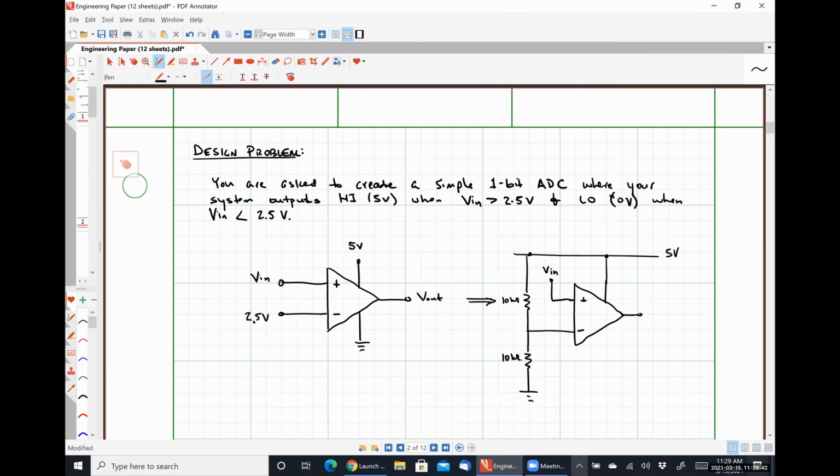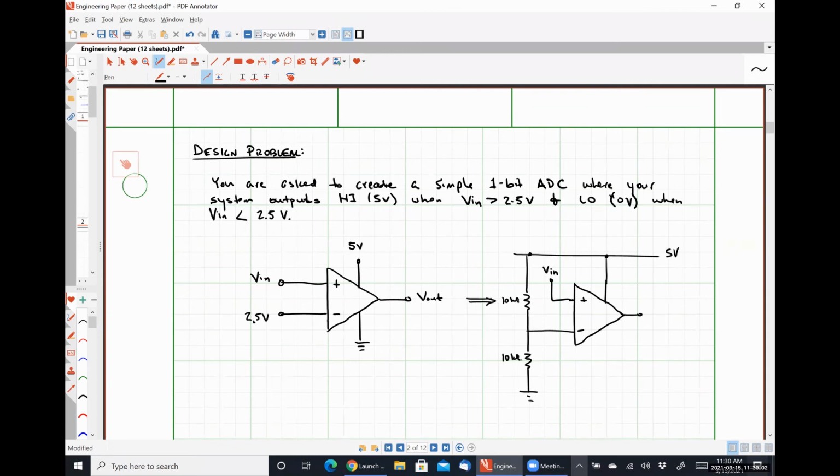I could further explain why, but we'd have to talk about things like input bias currents and all that kind of stuff that are well beyond what you need to know to succeed in this class. So this is a better realized circuit for our simple design problem.